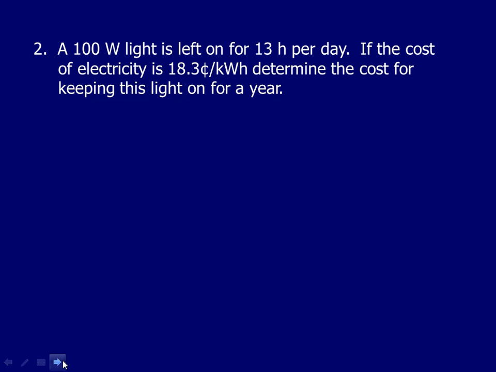A 100-watt light has been left on for 13 hours per day. If the cost of electricity is 18.3 cents per kilowatt hour, determine the cost for keeping this light on for a year.